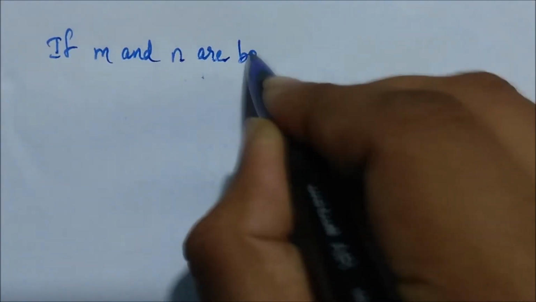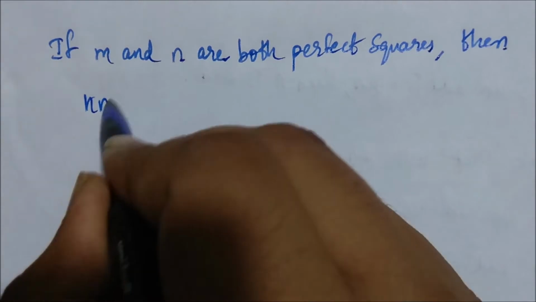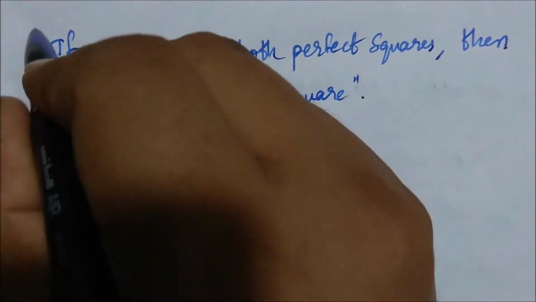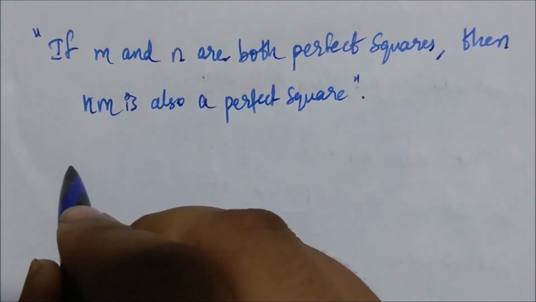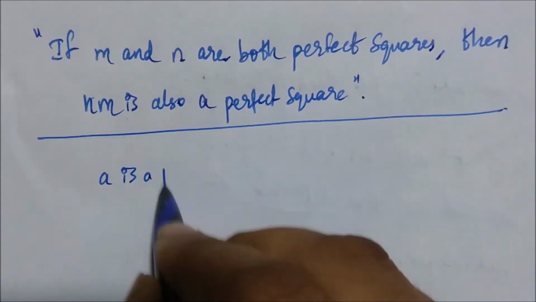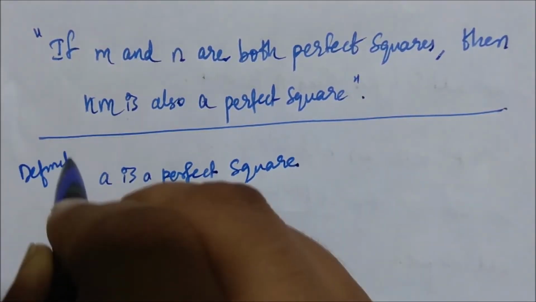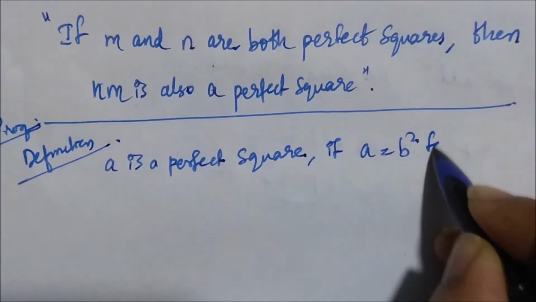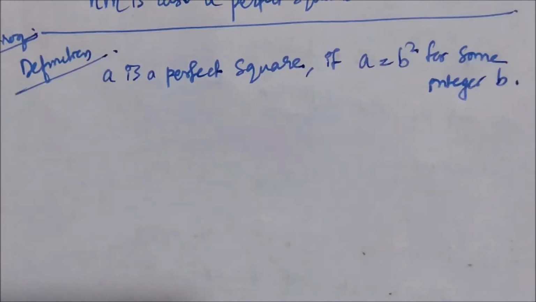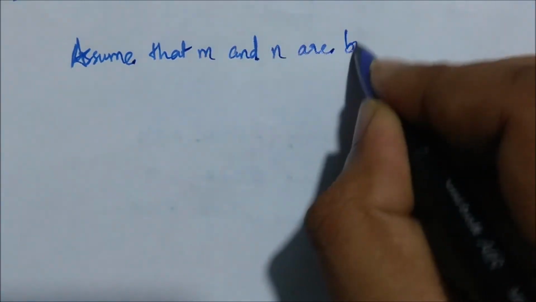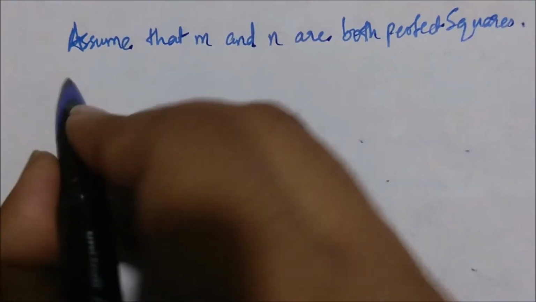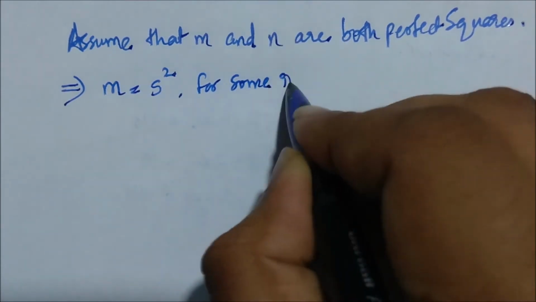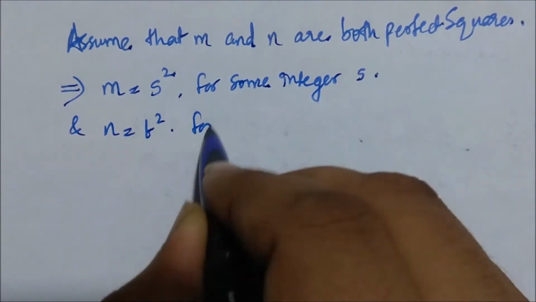Let's see another example. The statement is: if m and n are both perfect squares, then n into m is also a perfect square. So now we have to assume that m and n are both perfect squares. That's how the direct proof works. Now, what is a perfect square? a is a perfect square if a equals b square for some integer b. So we assume that m and n are both perfect squares, which means m is s square for some integer s and n is t square for some integer t.